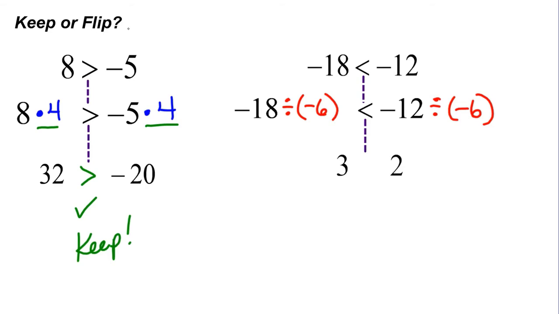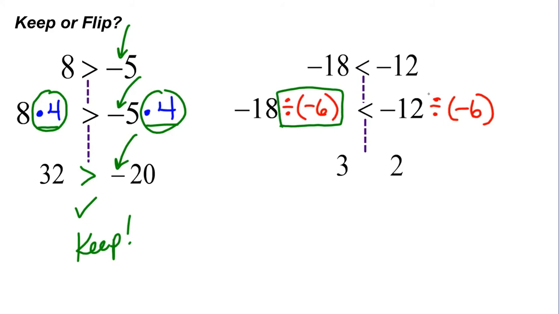A lot of students will see, well, there's a negative number here. I should flip it. No, that's not what I'm looking at. What I'm looking at is what I did to both sides of this inequality. I multiplied both sides by a positive number, so I'm going to keep it. Next, negative 18 is less than negative 12, which is true. And then I'm going to divide both sides by negative 6. So here I'm dividing both sides of this inequality by a negative 6, and I get 3 on the left-hand side and I get 2 on the right-hand side. Should I keep the inequality symbol less than or should I flip it to greater than? I should flip.